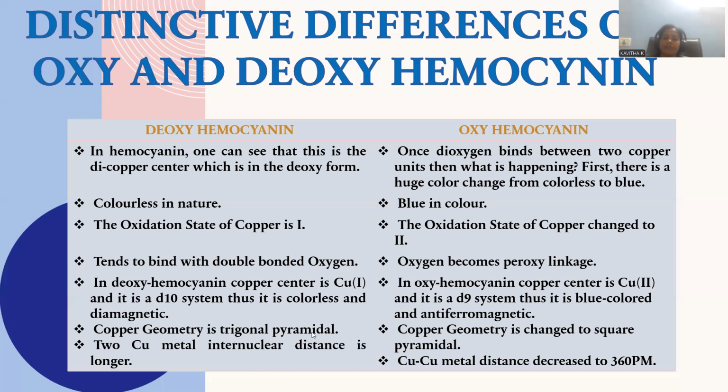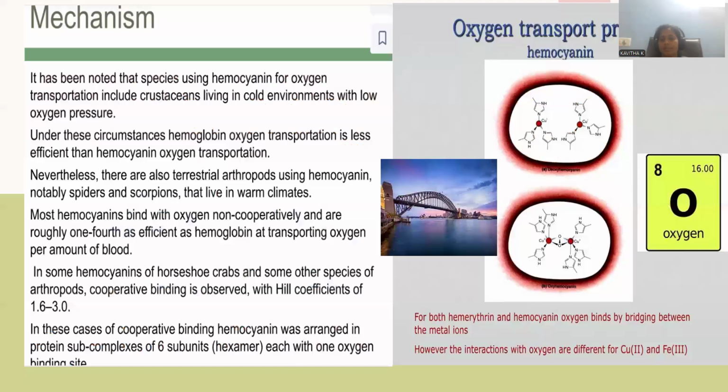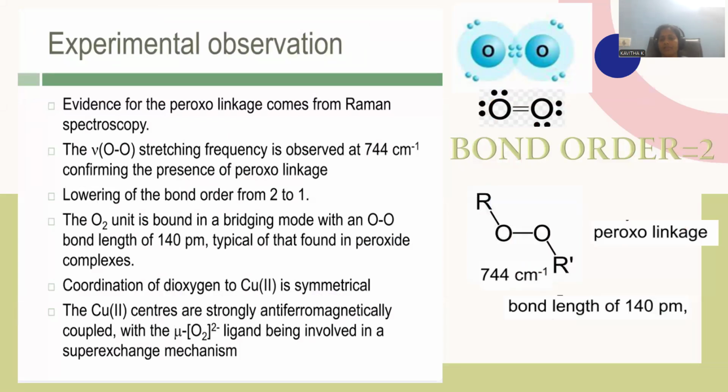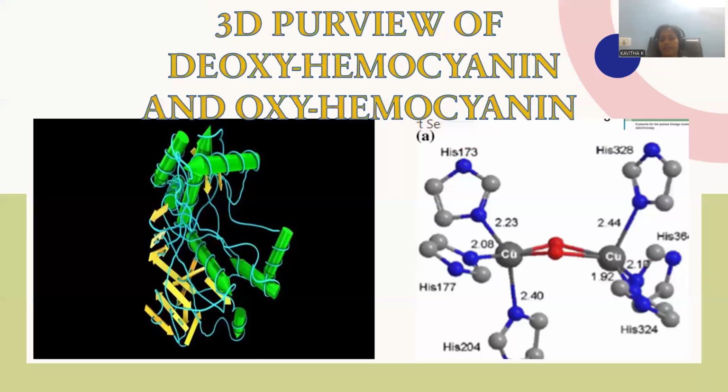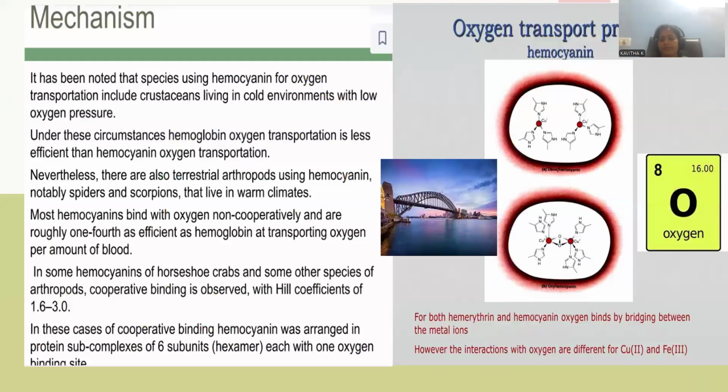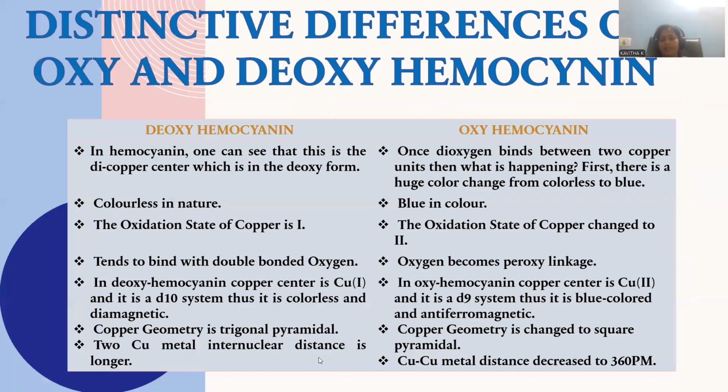Copper geometry is trigonal pyramidal for deoxyhemocyanin. It changes to square pyramidal for oxyhemocyanin. The two copper metal internuclear distance is very long, as both are detached, approximately 744 picometers when non-bonding. Whenever they are bonded with oxygen, the distance shrinks. So this is the way the copper metal internuclear distance is very long in the deoxy form. It is shortened when bonded with oxygen, 360 picometers for the oxygenated form. This is the distinctive comparison between oxygenated and deoxygenated hemocyanin.